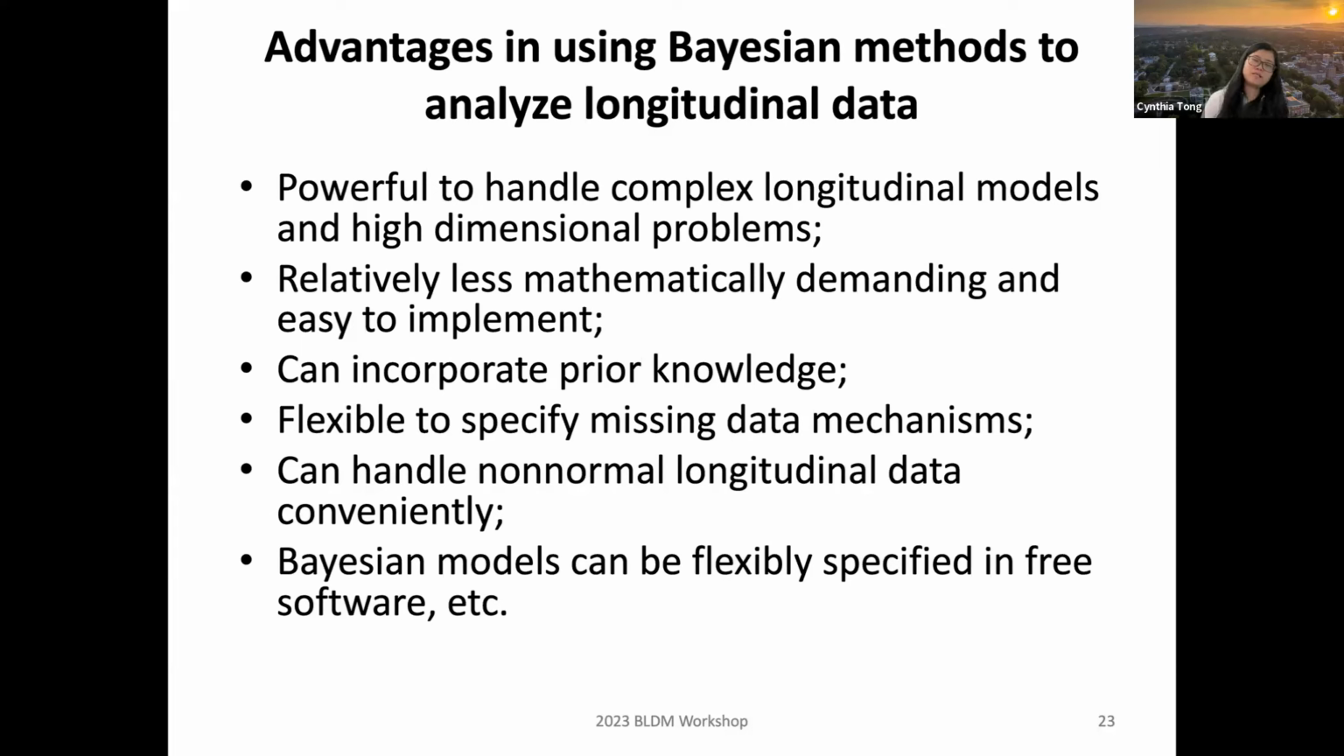And also, Bayesian methods are very flexible to specify missing data mechanisms. We're going to talk about that in a minute. And Bayesian methods can also be used to handle non-normal longitudinal data conveniently. And it can be flexibly specified in free software such as Stan or JAX that we're going to use today.